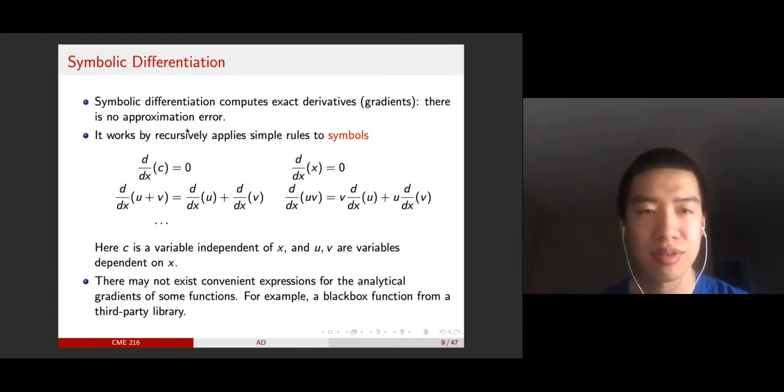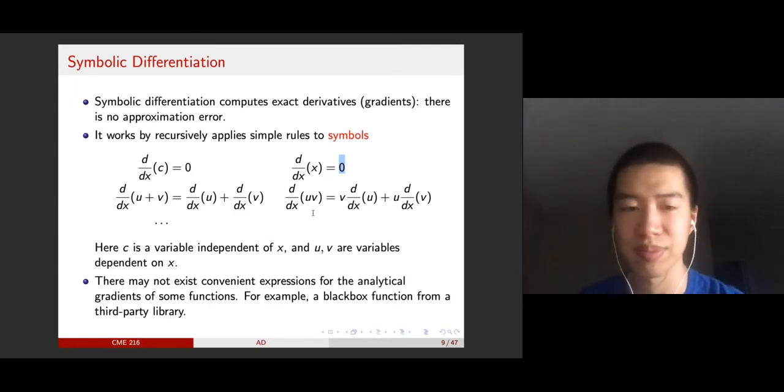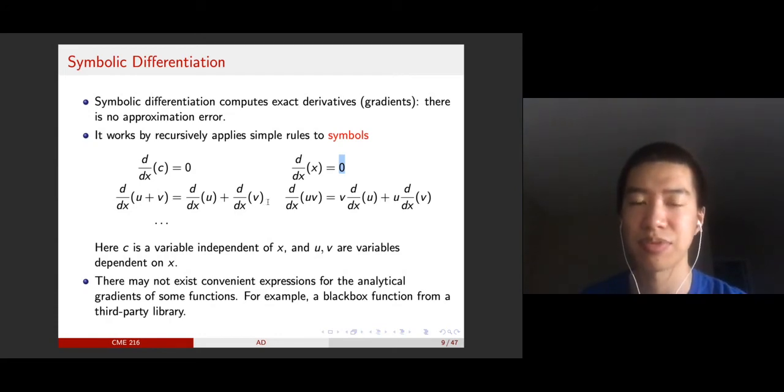Another way to do differentiation in computer programs is symbolic differentiation. Symbolic differentiation computes exact derivatives. There is no approximation error. The idea of symbolic differentiation is that you can apply these simple rules to symbols. For example, if you want to take the gradient of a constant, then it's just 0. And the derivative of x itself is 1. This is a table here. And also you have the derivative of the summation of two variables and the derivative of the multiplication of two variables. You have all kinds of simple rules. You can apply those simple rules to the symbols.